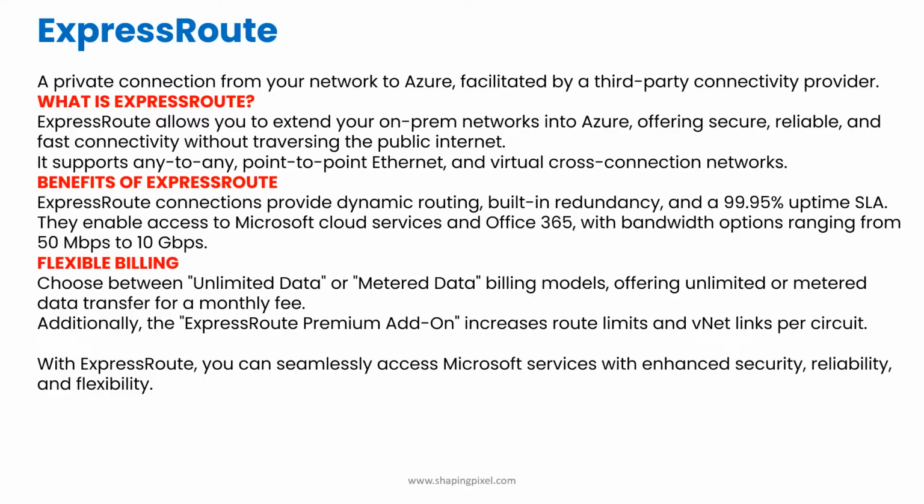They enable access to Microsoft cloud services and Office 365 with bandwidth options ranging from 50 Mbps to 10 Gbps. Choose between unlimited data or metered data billing models, offering unlimited or metered data transfers for a monthly fee. Additionally, the ExpressRoute Premium add-on increases route limits and VNet links per circuit. With ExpressRoute, you can seamlessly access Microsoft services with enhanced security, reliability, and flexibility.